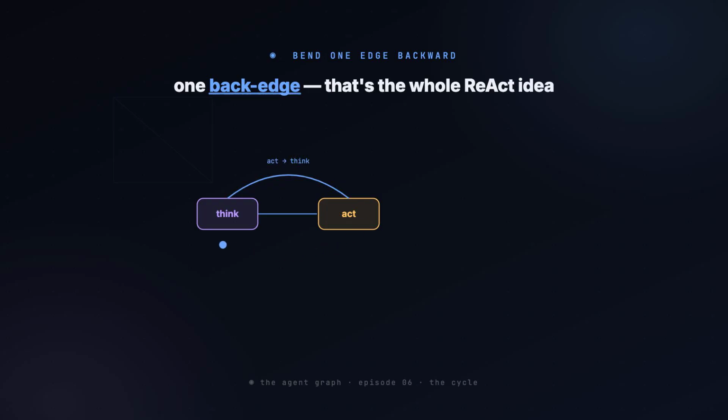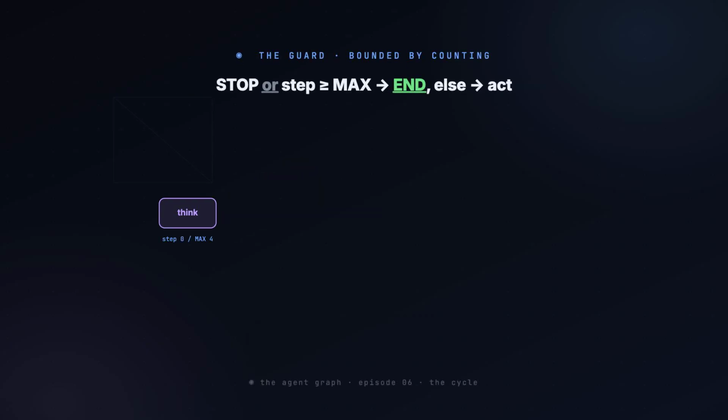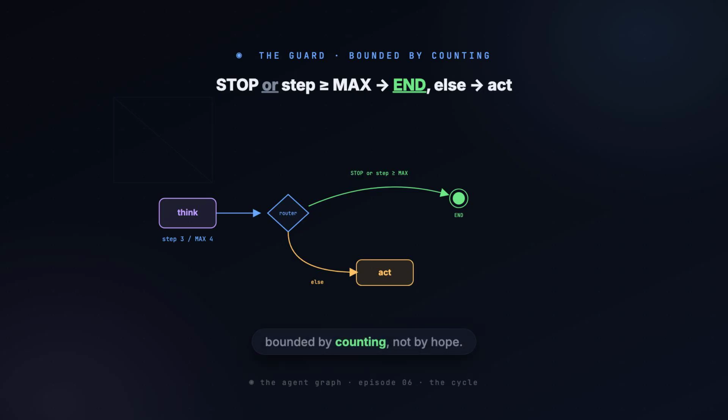Think, act, think, act, think. That single back edge is React. Nothing else changed. But a cycle with no exit runs until the process dies. So think ends in a conditional edge with a guard. If the model says stop or you've taken too many steps, route to the end. Otherwise, route to act. The loop is bounded by counting, not by hope.